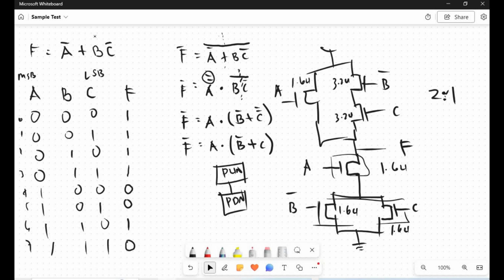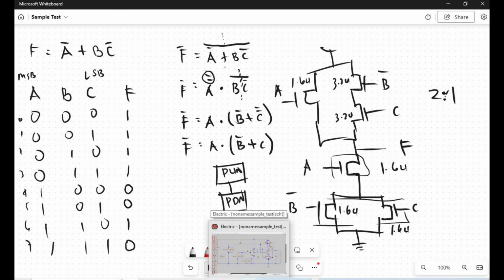So kindly use the procedure that I have given in computing the transistor size. If you're already familiar with it, you can easily compute the required transistor sizes for these transistors. So I already have created the circuit for this one.